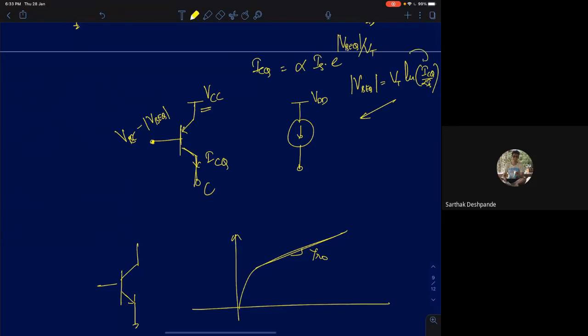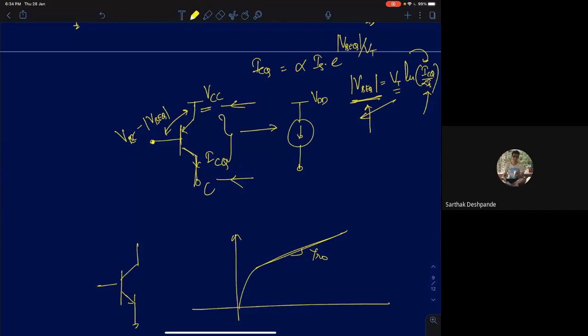I know ICQ, what current I need. VT is fixed. I also know the saturation current of the transistor, usually that will be given to you. Then I will know what VB is necessary to get that current. I will ensure that the VB of this transistor is the same as this VBEQ. If I ensure that, then between the collector and emitter, between these two terminals, the BJT will behave like a current source.